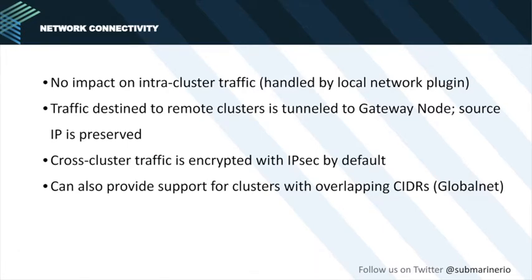So installing Submariner on your cluster will have no impact on your intra-cluster traffic. That is already handled by the local network plugin, and the traffic which is destined to remote clusters will be tunneled through the gateway node. Something important is that the source IP of the client pod will be preserved, unless we are using GlobalNet with overlapping CIDRs, and then in that case we need to do SNAT and translation, because it's simply impossible.